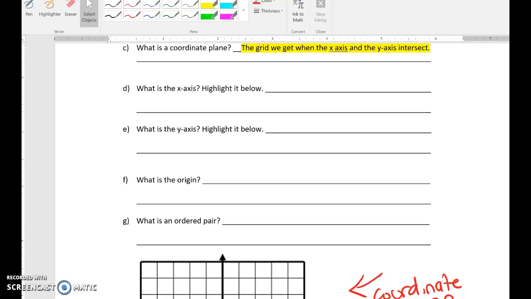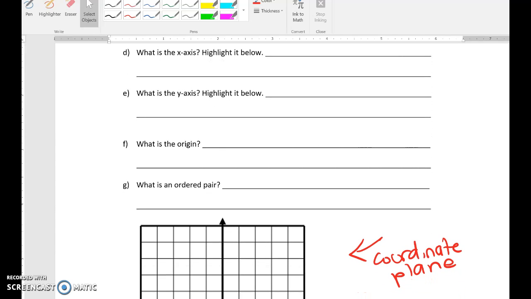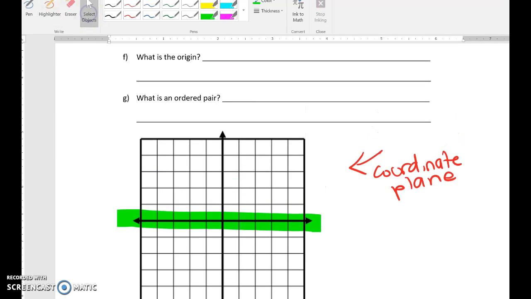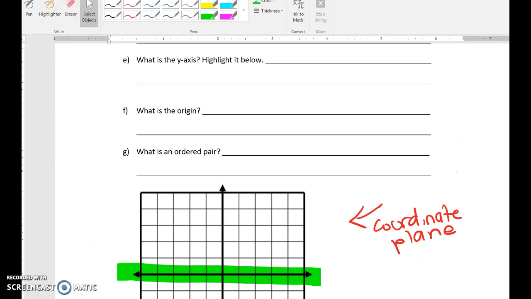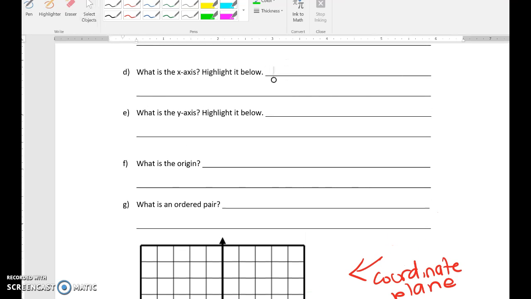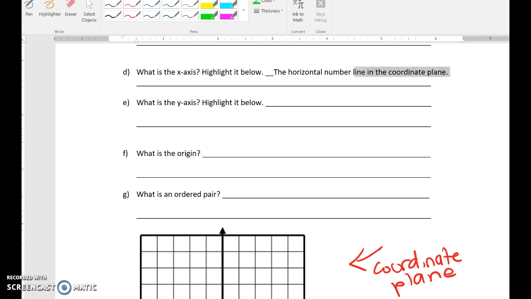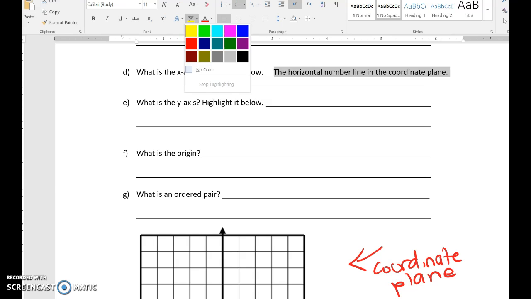Okay, so now what is the x-axis? Highlight it below. So I'm going to start by highlighting the x-axis. Oops, that was my wrong order of operation. This is the x-axis, okay? The x-axis is just a horizontal number line. It's the horizontal number line in the coordinate plane, okay? It tells us how far out, left or right, things are, okay? So you may have heard that phrase before, okay?